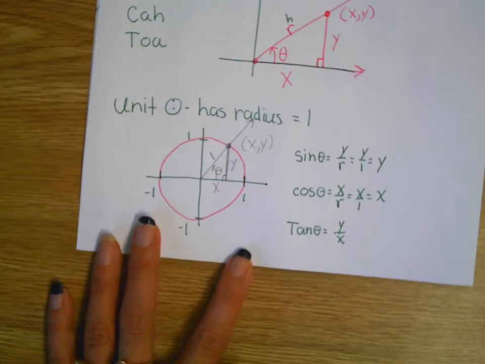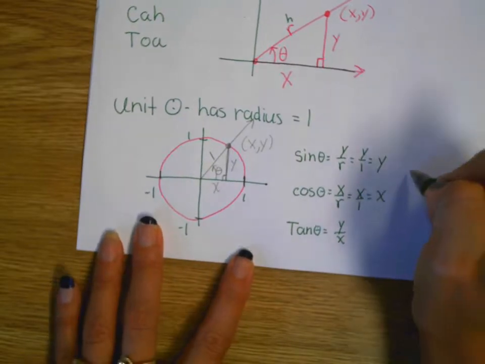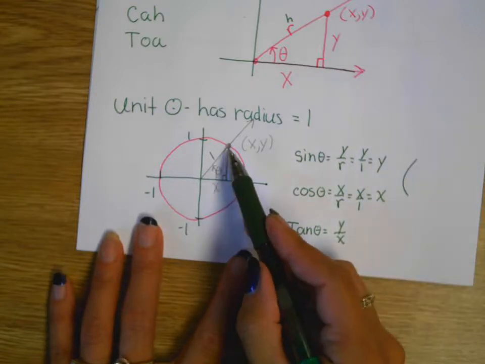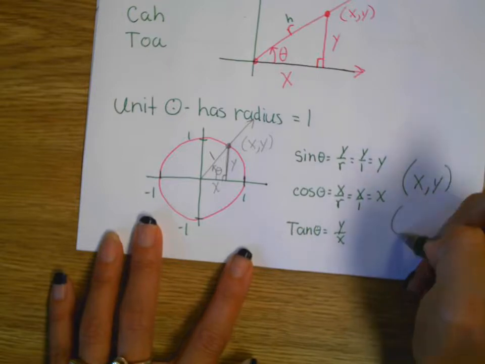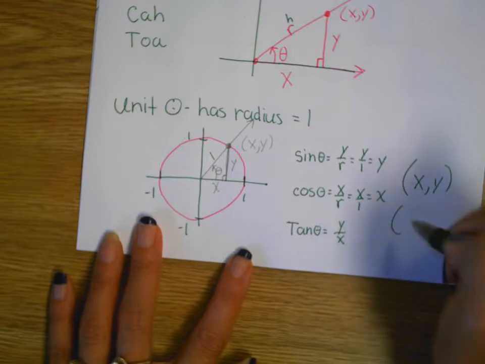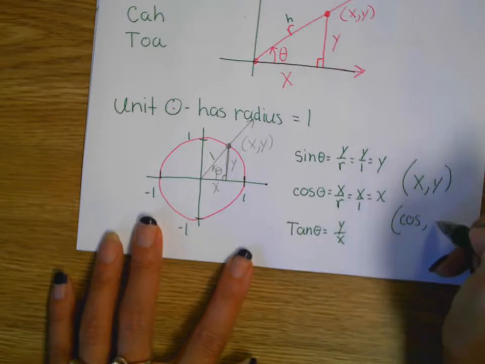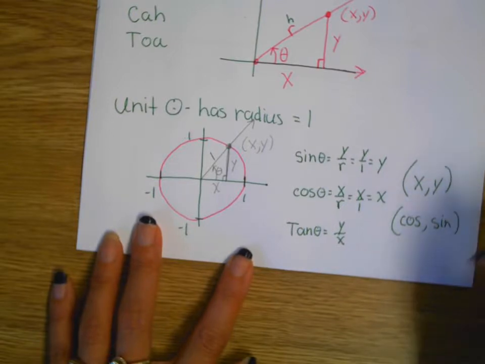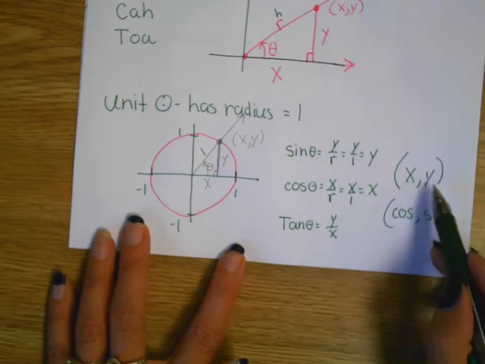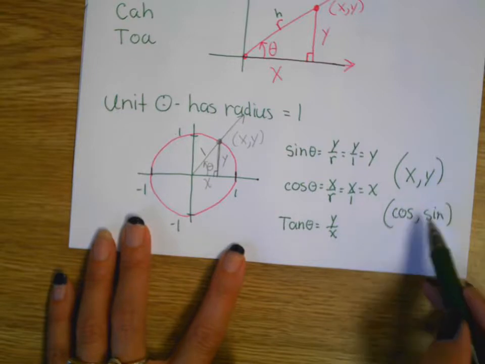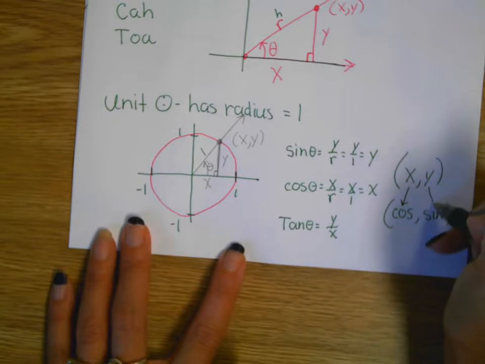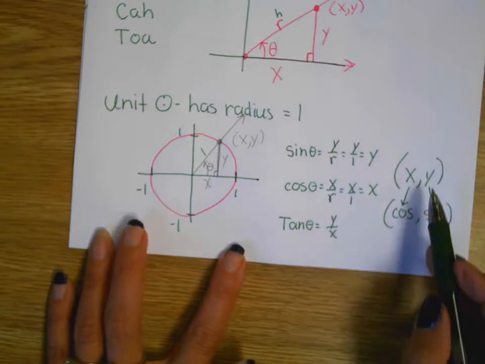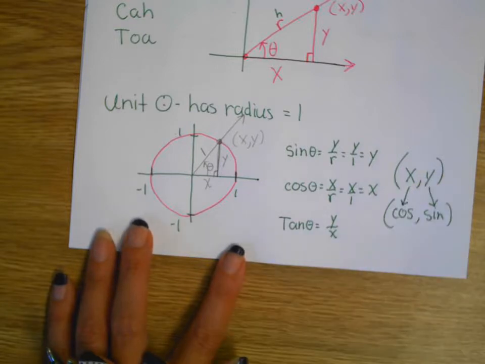So, what I want you to wrap your brain around is if you have your ordered pair on the unit circle, cosine is attached to the x value, sine is attached to the y value. And just like x and y are in alphabetical order, so are cosine and sine. Maybe that will help you remember. Cosine is the x value, sine is the y value. And to get the tangent, I will always divide the y by the x.